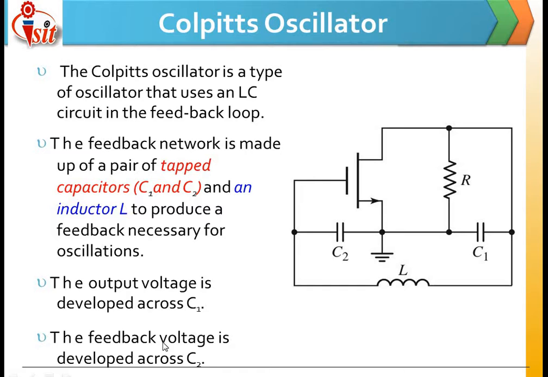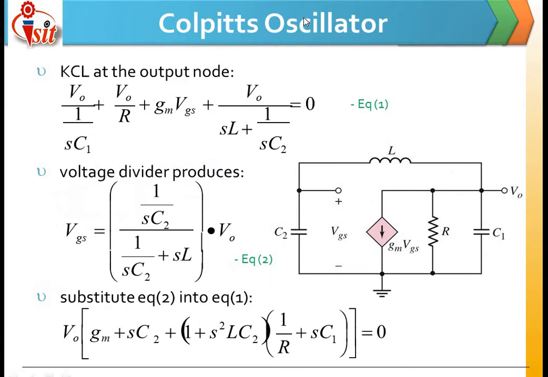The output voltage is developed across C1. That means whatever output voltage is produced here is developed across C1. Then the feedback voltage is developed across C2. Thus C1 and C2 play an important role in the LC tank circuit of the Colpitts oscillator. Along with that, we apply KCL, that is Kirchhoff's current law.